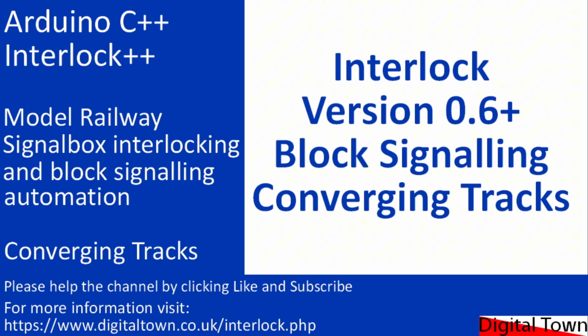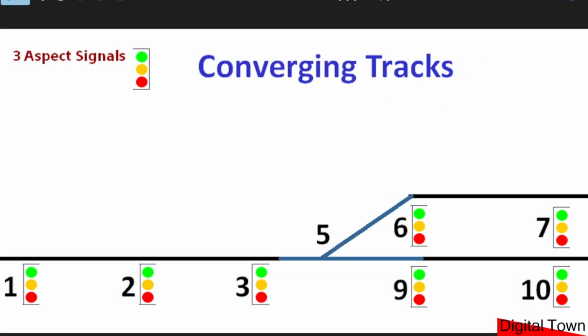Well, welcome to this next video on Interlock++, and today we're going to be looking at block signaling and how that applies to converging tracks. Now, I've covered block signaling in some other videos as if we were moving along a line of signals, but of course railway lines have points or turnouts, crossovers, all sorts of different junction type things. So today we're going to be looking at these two tracks converging from two tracks into one track.